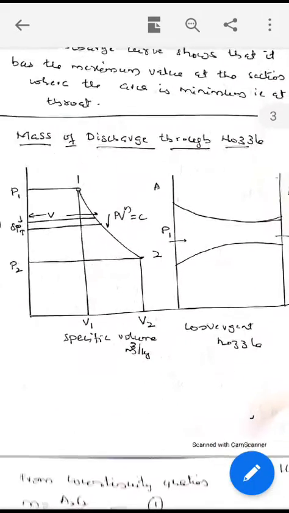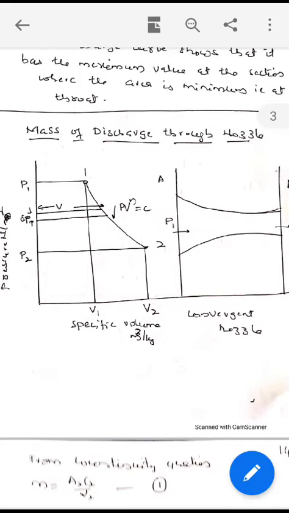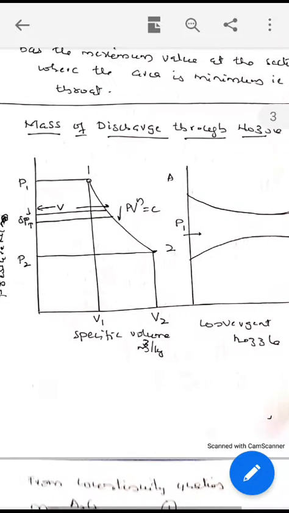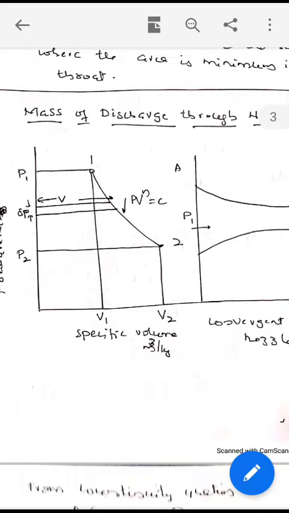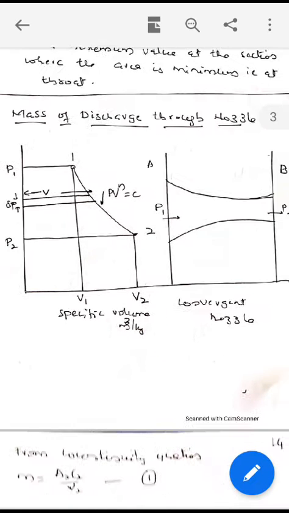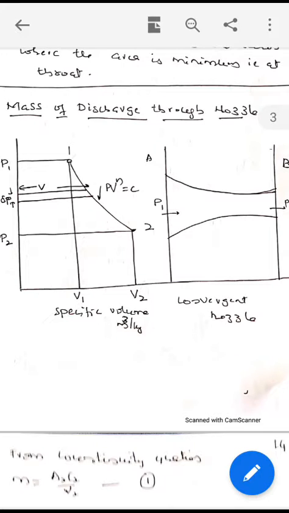Now we will find out the mass of discharge through the nozzle. The expansion of the steam is shown, assuming isentropic, reversible adiabatic expansion from P1 to P2, 1 to 2, following the law PV raised to n equal to constant. Then the mass flow rate of the steam flowing through the nozzle, by the continuity equation, is m equal to A2 C2 by small v2. This is equation number 1.